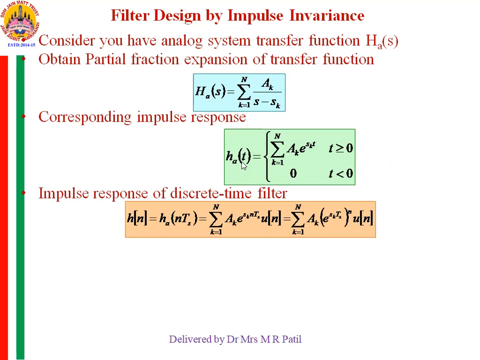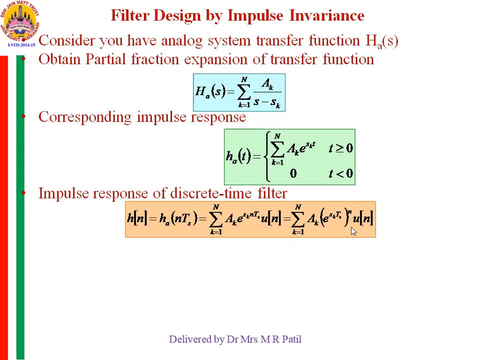Once you obtain this h_a(t) by the inverse Laplace transform, then in this expression you replace t by nTs. So replace t with nTs, so that you will get h[n], which is nothing but h_a(nTs), which is equal to summation k from 1 to N of a_k e raised to s_k nTs. This is for n greater than or equal to 0, so this is multiplied by u[n].